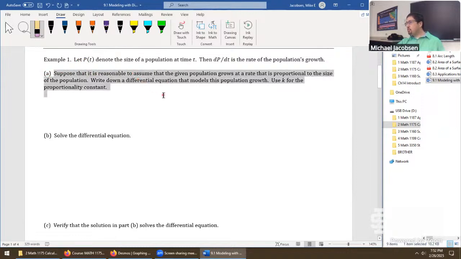It's reasonable to assume that the given population grows at a rate that is proportional to the size of the population. That's an experimentally verified fact for different populations over short time periods. Think of a bacteria growing in a petri dish. It matches this, where the population growth rate depends just on the size of the population until it grows for too long and it just runs out of resources in that petri dish.